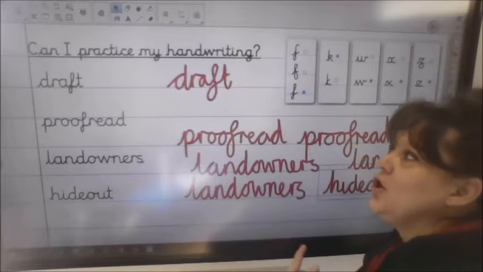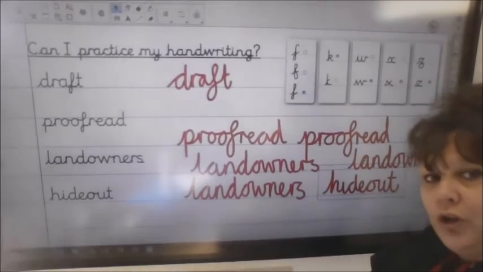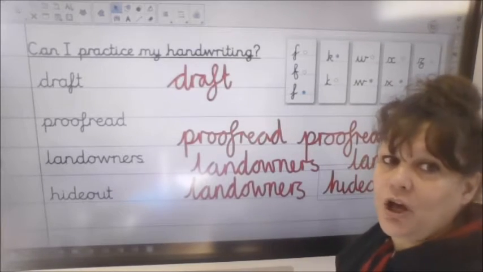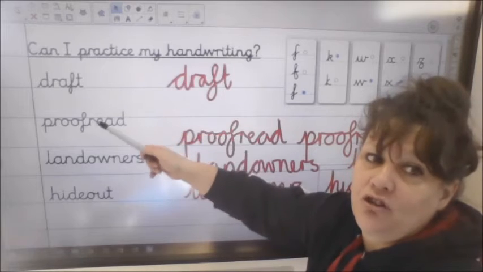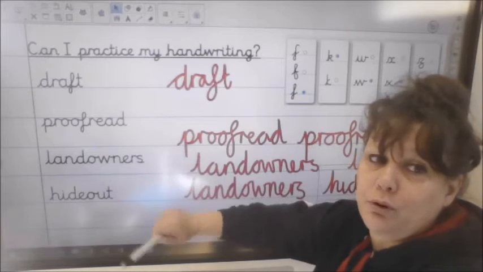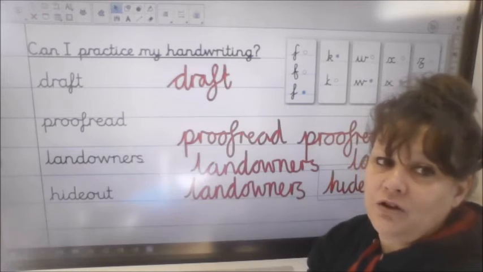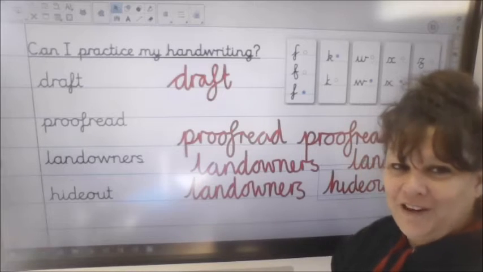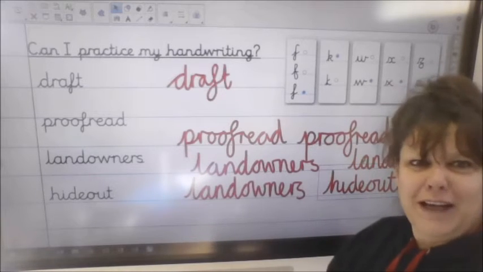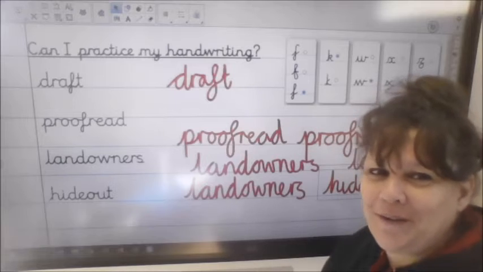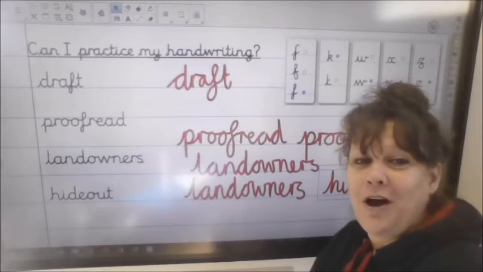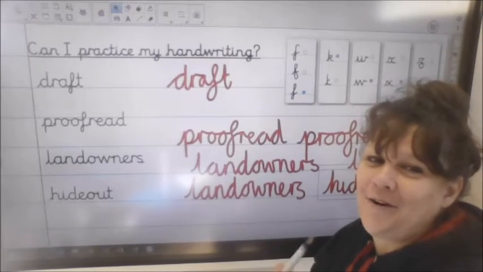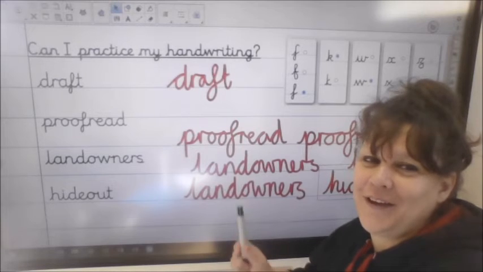Okay, so underneath your spelling definition words, you are going to have a little go at 2 lines of each. So 2 lines of draft, 2 lines of proofread, 2 lines of landowners, and 2 lines of handwriting, hideout. Okay, I don't think I've woke up from half term yet. All right, so pause the video, off you go.